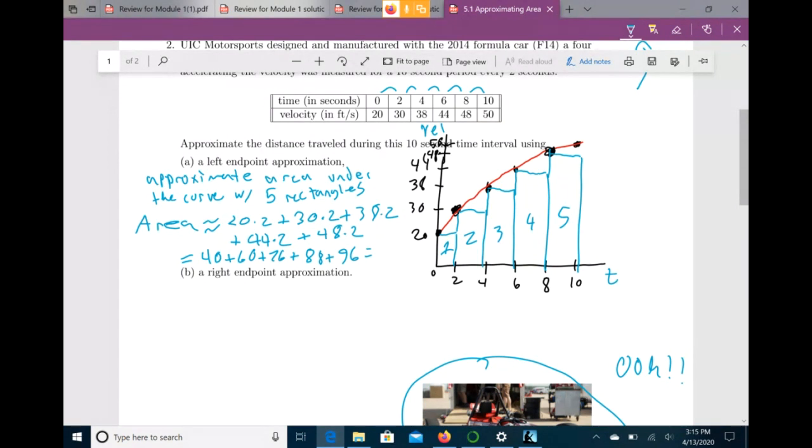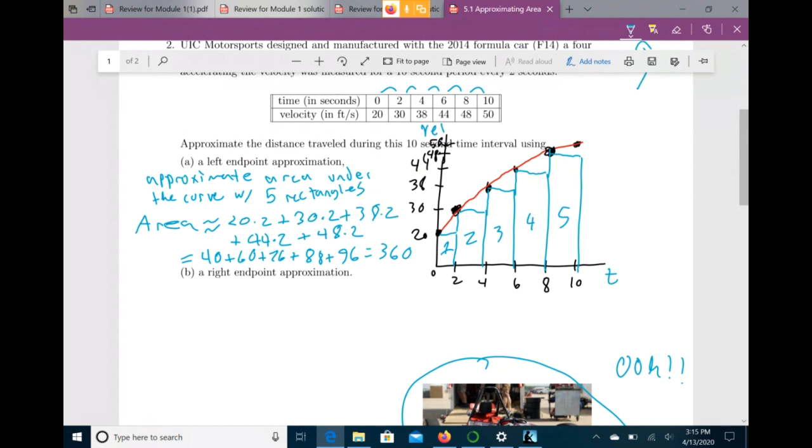Okay, so what does that all add up to? Technically correct. Okay, two people wrote the same thing, so I'm going to assume it's correct. All right, so we got 360.